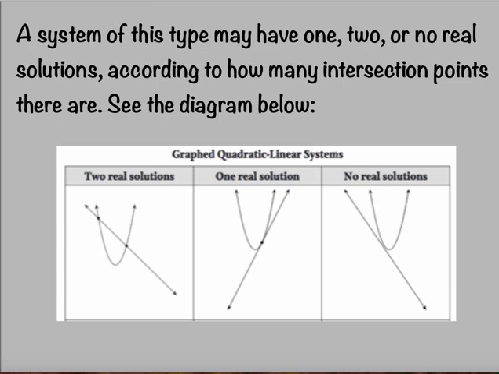A system of this type may have one, two, or no real solutions according to how many intersection points there are. If the two graphs intersect at two distinct points, we have two real solutions. If they intersect at only one point, there's one real solution. And if they don't intersect at all, we of course have no real solutions.